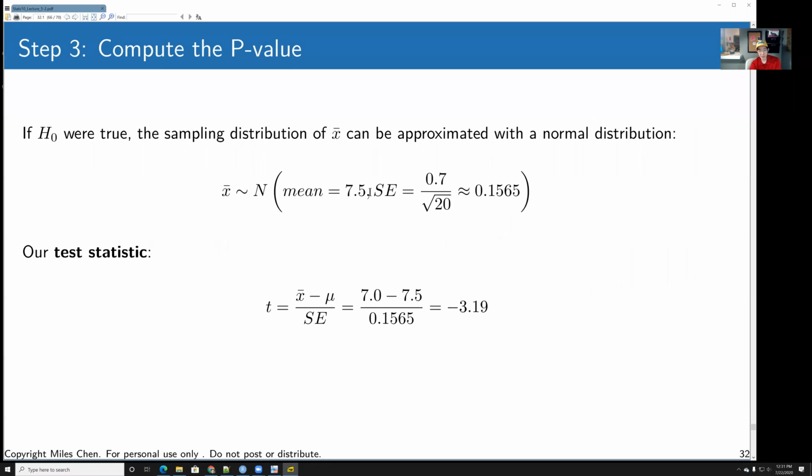So our test statistic is going to be x minus the mean divided by the standard error. We're going to have 7 minus the mean of 7.5 divided by our standard error, which was s divided by the square root of n. Okay, and we get a t value of negative 3.19. So this is our test statistic here.